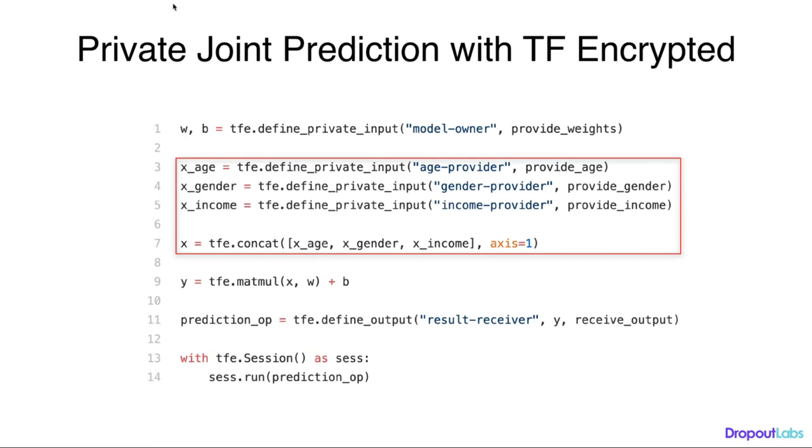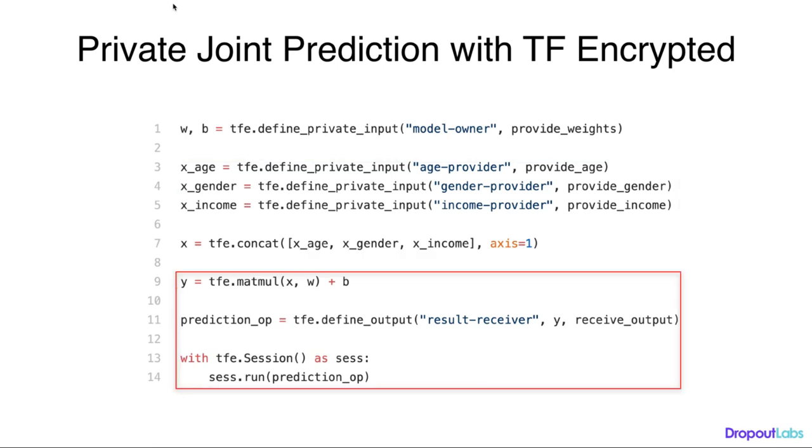Then we're simply going to concatenate these as we would normally in TensorFlow to arrive at our X. And then we're going to take our X, run it through, in this case for logistic regression, and send the result back to the result receiver, who is the only one that's supposed to know the result, and then run this again using an ordinary TensorFlow session.